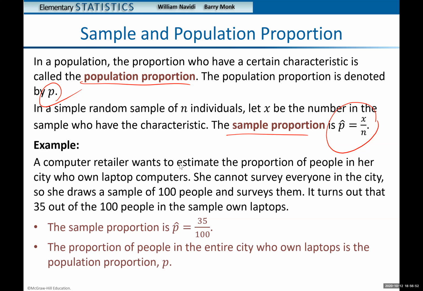Okay, just an example here. A computer retailer wants to estimate the proportion of people in her city who own laptop computers. She cannot survey everyone in the city, so she draws a sample of 100 people and surveys them. It turns out 35 out of 100 people in the sample own laptops. So you will be able to compute the sample proportion, which is 35 over 100, or 35%.